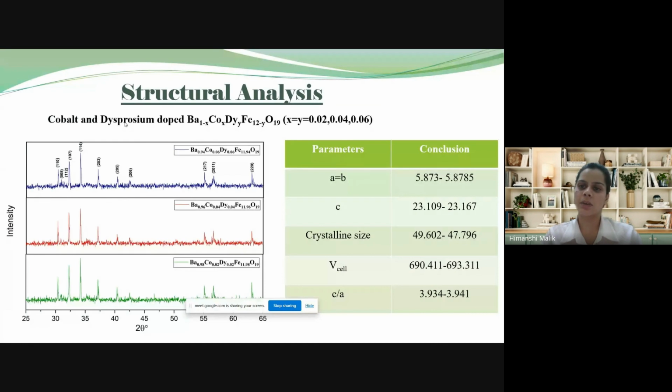We see that the lattice constant increases as we increase the doping concentration, and crystallite size decreases when we increase the doping, and cell volume also increases, and the c/a ratio shows that it is a hexagonal structure. According to the literature, the value of the c/a ratio for the hexagonal structure should be 3.9, not more than 3.9. So from the XRD, we finally conclude that it is a hexagonal structure with no impurity phases.